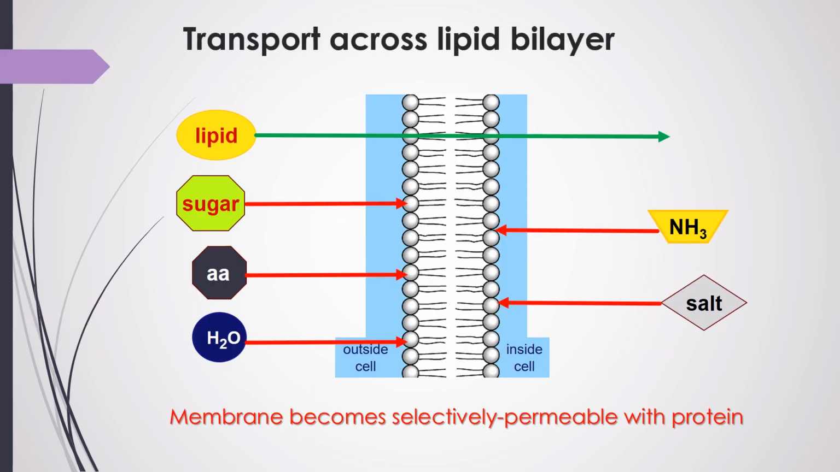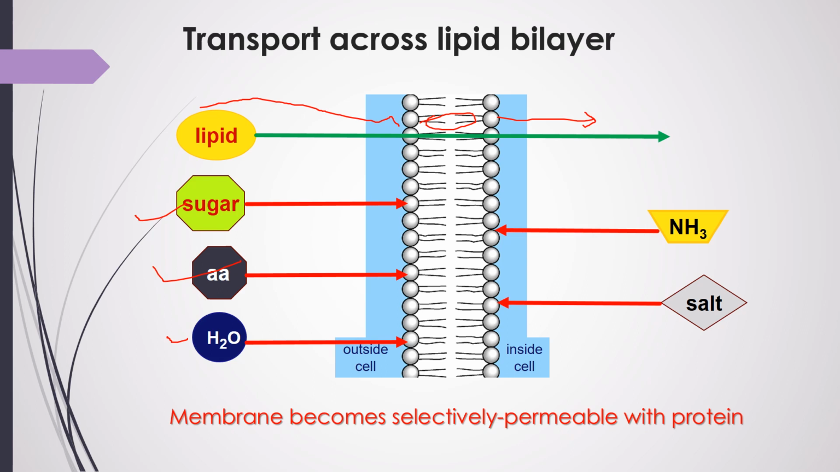So why is this transport necessary? Here I am showing you a lipid bilayer which is devoid of protein. Lipid molecules, lipids and fatty acids, can easily dissolve in this lipid bilayer and cross it. But sugars, amino acids, and water molecules cannot go inside the cell, and the cell needs these things for metabolism.